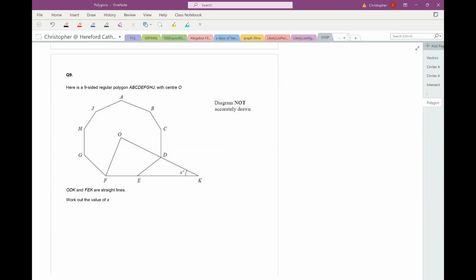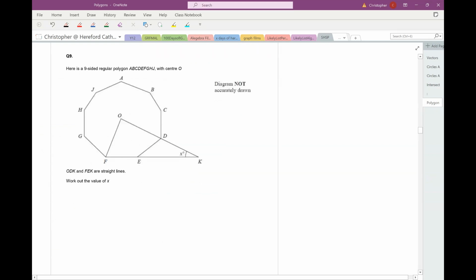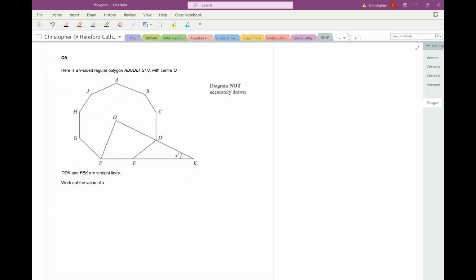Question 9. Right, I've got a 9-sided regular polygon, with a centre O. And there's a triangle drawn there. Let's not fall into the trap of assuming that that's a right angle, because we're not told it's a right angle. Okay, and we've got to work out the value of x.